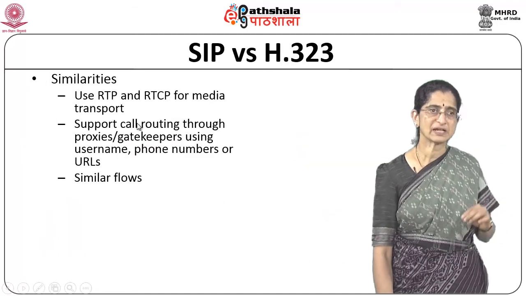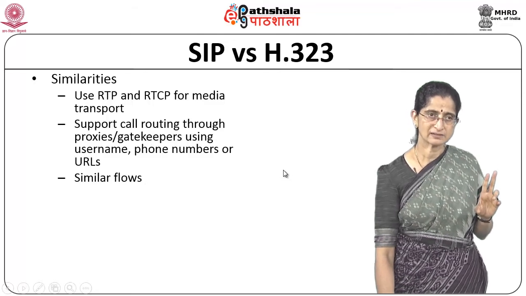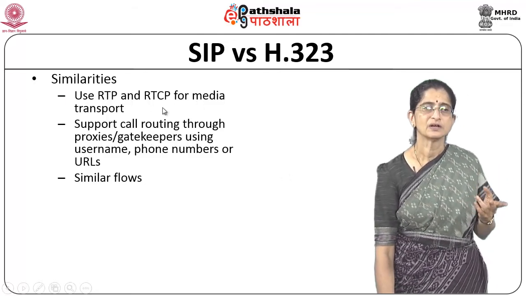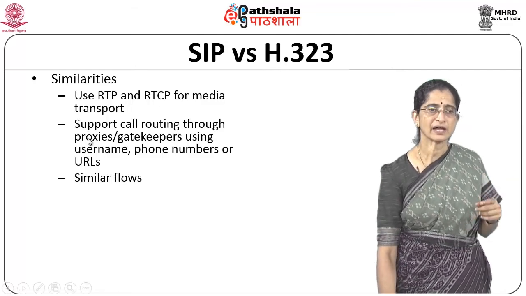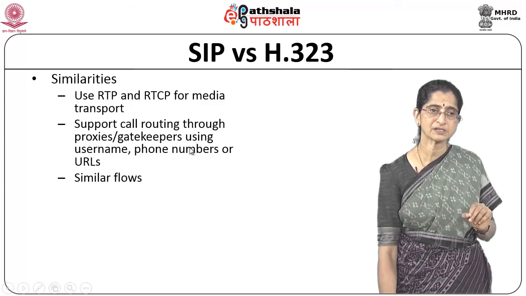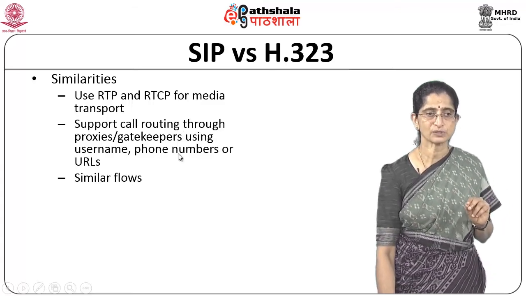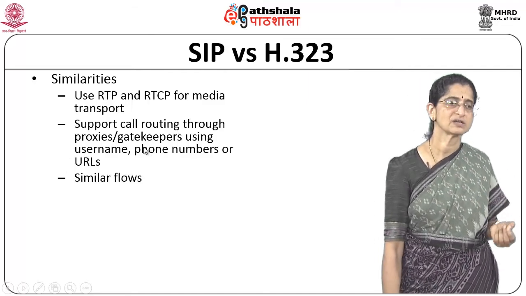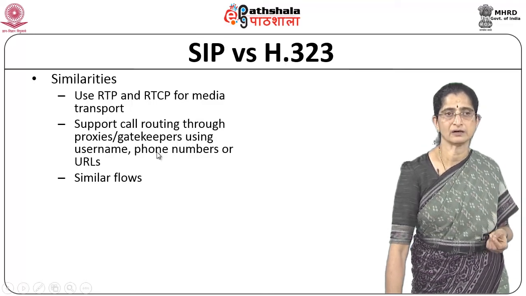Okay. So if you look at the similarities that we have between SIP and H.323, both can use RTP and RTCP for media transport. Of course, H.323 mandates it, SIP does not mandate it. Okay. And both will support call routing through proxies and gatekeepers, okay, using username, phone numbers or URLs. Okay. This flexibility of not having to always know only the phone number, but you can just also use usernames and URLs to locate the end user.